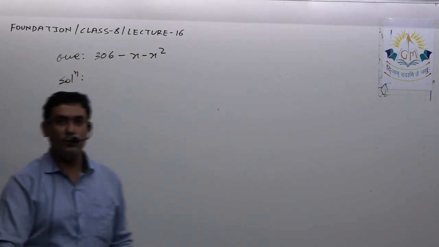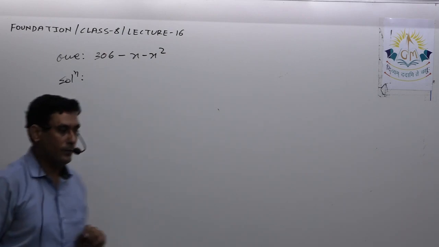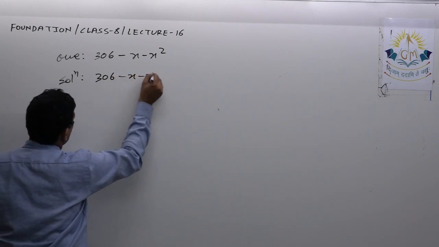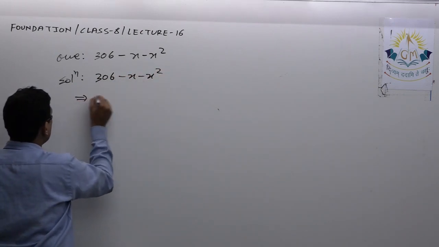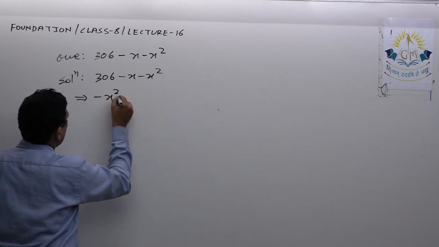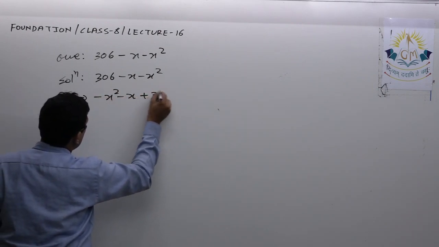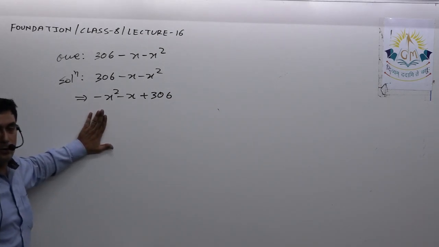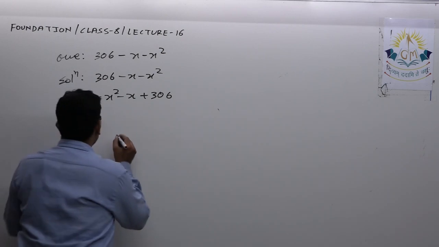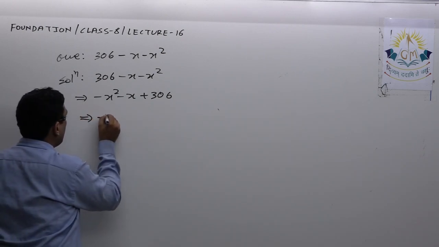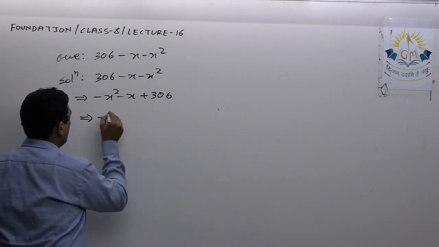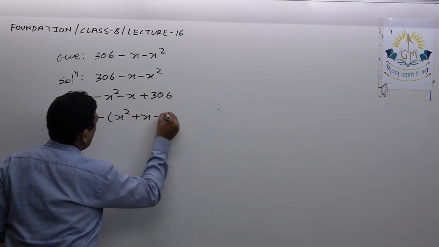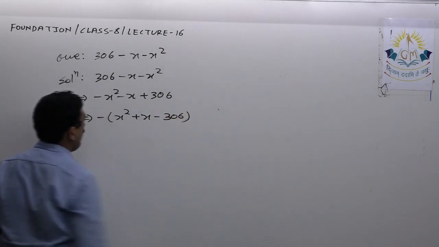Okay, so here first of all, this is not in the standard form. So first we write it in the standard form. That means first we write the term of x square, then the term of x, and then the constant term. Now also over here the first term is not positive, so we'll make it positive by taking the minus sign common, or I can say minus 1 common. So this will become x square plus x minus 306.